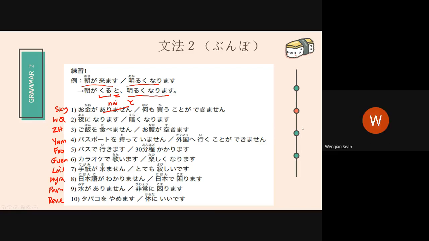Yoru ni naru to kuraku naru. Also can, very good. Yeah, so okay, correct. So when it turns night, it becomes dark. It becomes night, it becomes dark, correct. Okay, naturally it should happen, very good.